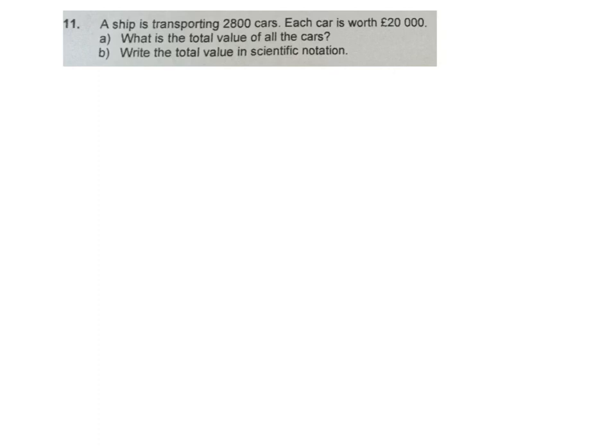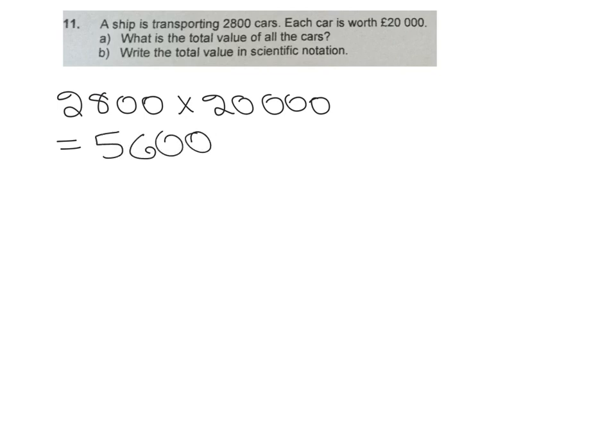Question 11. A ship is transporting 2,800 cars. Each car is worth £20,000. A. What is the total value of all the cars? So we want to multiply 2,800 by 20,000. Now if this turns up in non-calculator, the easy way to do it is to double the 2,800, which gets you 5,600, and then shove 4 zeros on the end. So 5,600 and 4 more zeros on the end. 1, 2, 3, 4.